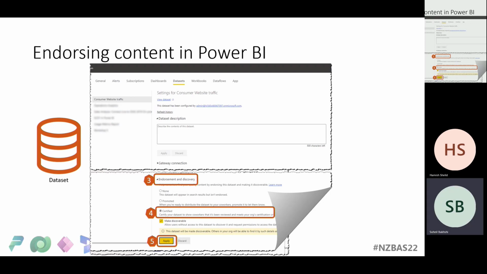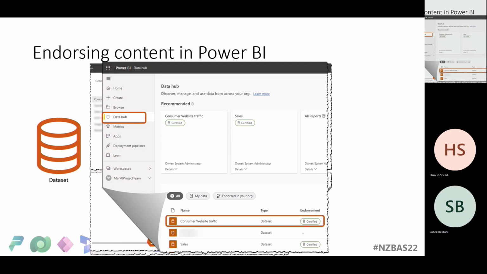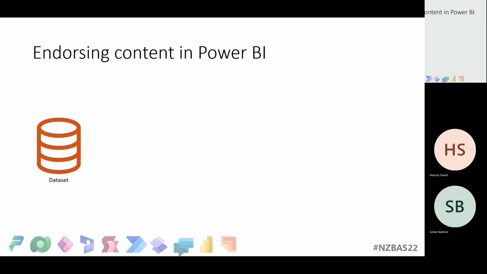Then click apply. After you do this, if you go to Data Hub, which is your data hub, you can get all the datasets available to you. You will see the certified badge on the right hand side of it. Obviously, it is also visible in the workspace.